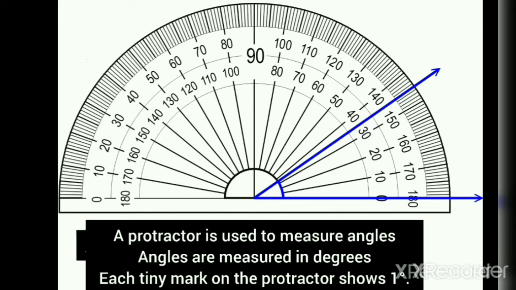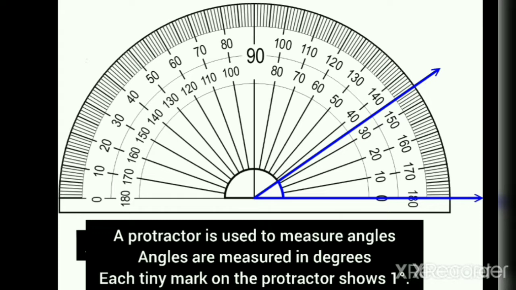Protractor is a tool in your geometry box which is used to measure angles. Children, you can find this protractor in your geometry box. We use this to measure angles. Angles are measured in degrees. Clear? I will tell you what a degree is.